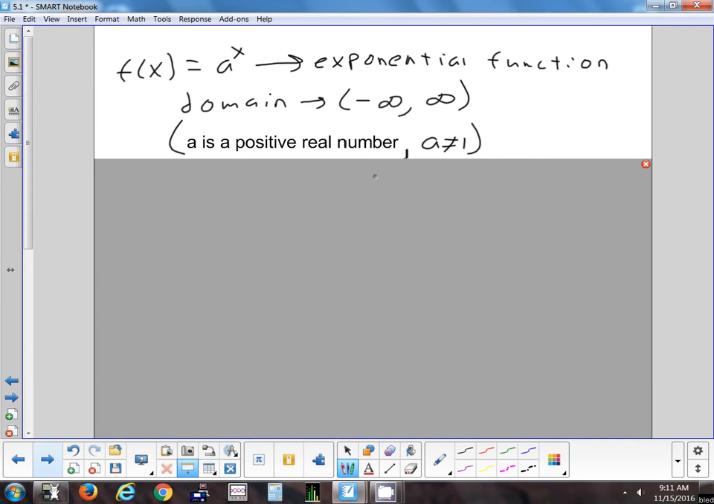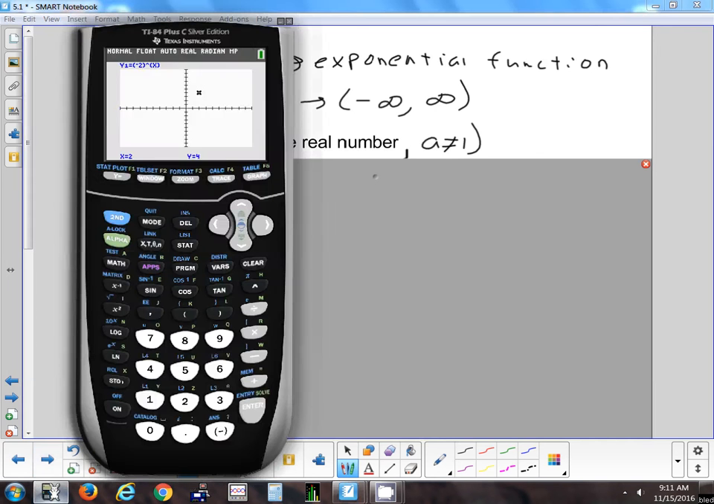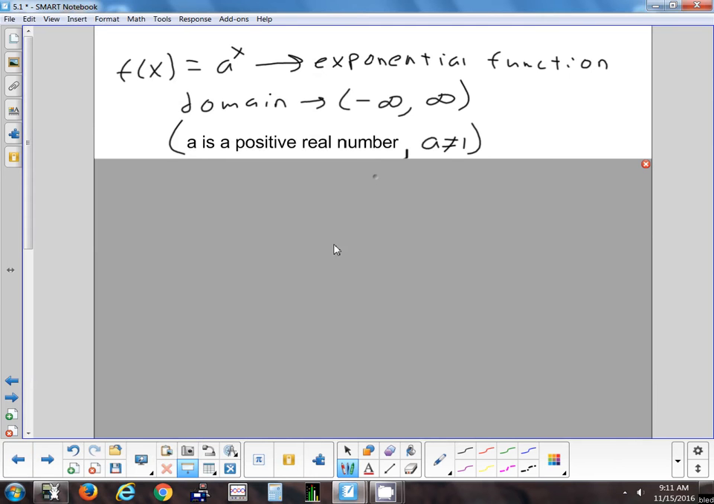Anything here that's of this form, a to the x, that's an exponential function. Now the domain of an exponential function, let's look at a real one. 2 to the x. The domain is how far left and right it goes. How far to the left does it look like it's going? 2 to the x, yep, it's going to negative infinity on the left. And how about to the right? Yeah. It keeps heading to the left and the right forever. So every single exponential function, no matter how you transform it, the domain is always negative infinity to infinity.